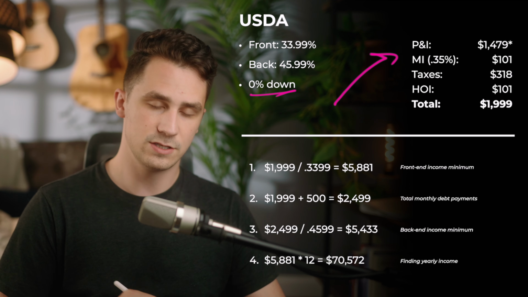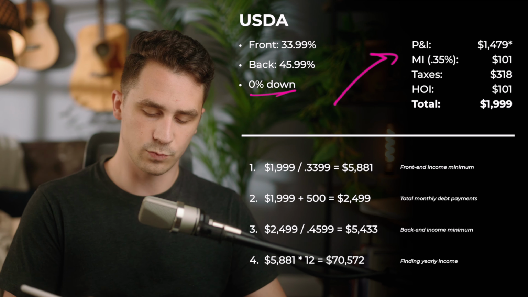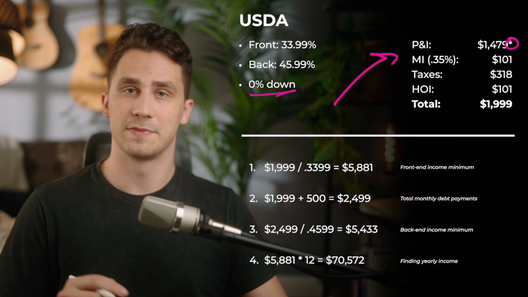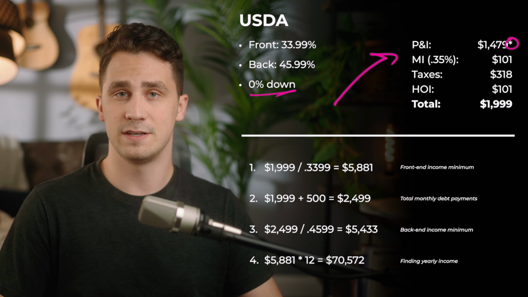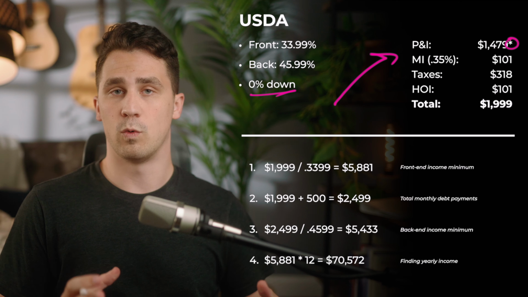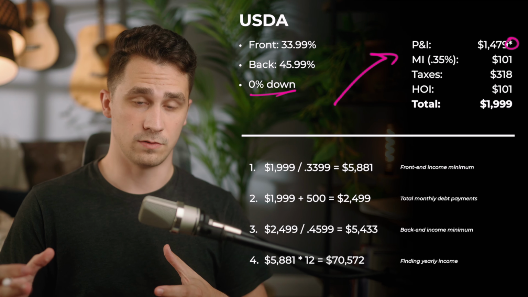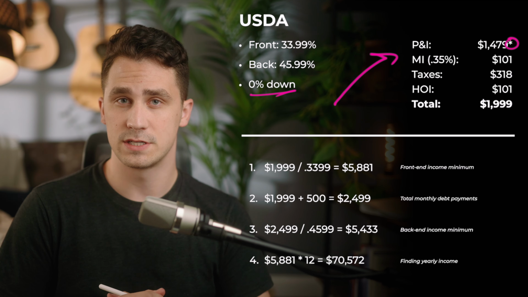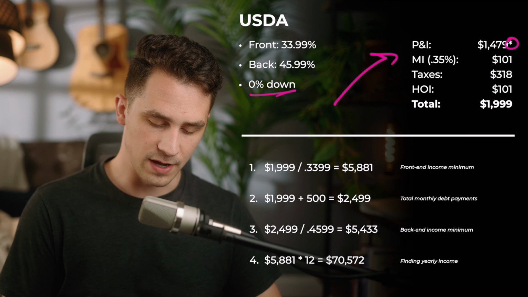So if we convert these into monthly figures, principal and interest is $1,479 per month. And USDA does have a funding fee in here of 1% of the loan amount wrapped into the loan amount. And that means we have to pay it monthly through the principal and interest payment. So we have to keep that in mind.